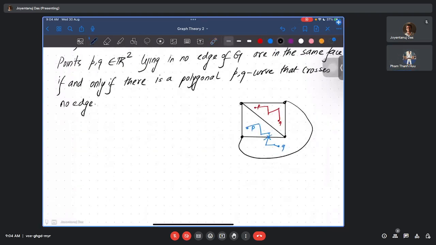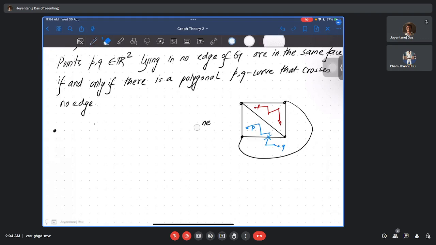Okay. So the next observation is, a finite plane graph G has one unbounded face. This I also saw, sorry.